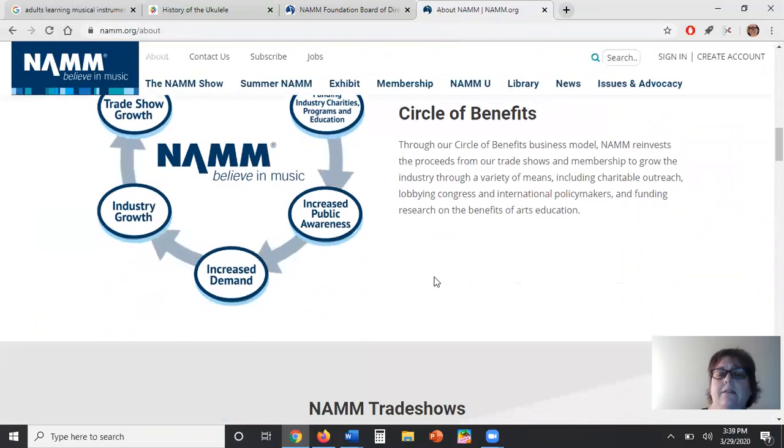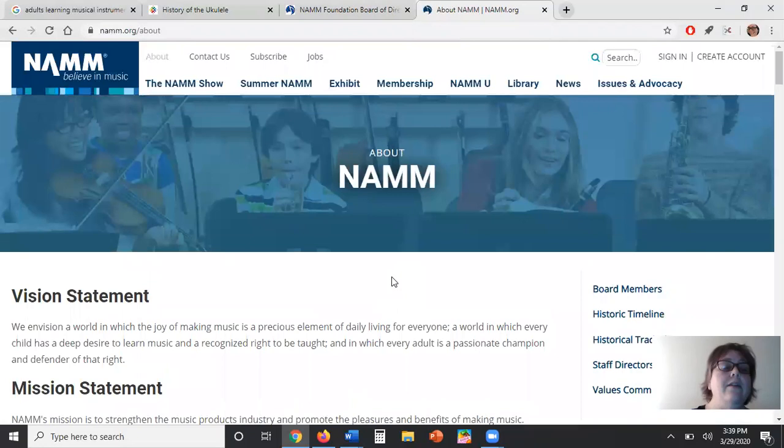It doesn't tell us. It says through our Circle of Benefits business model. That's frustrating. NAMM reinvests the proceeds from our trade shows and membership to grow the industry through a variety of means, including charitable outreach, lobbying Congress, and international policymakers. Okay, I don't know. I think it's music manufacturers, maybe. I find this really frustrating.